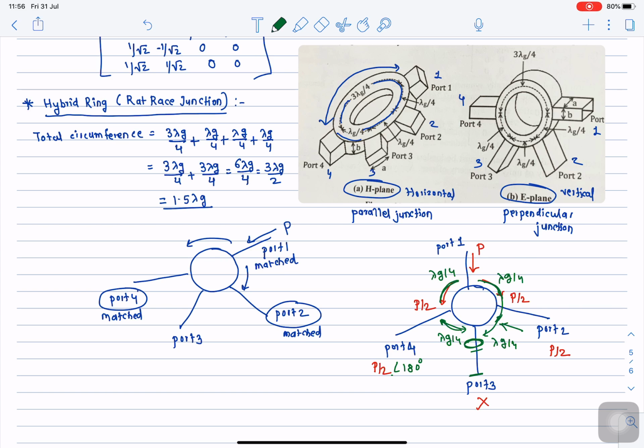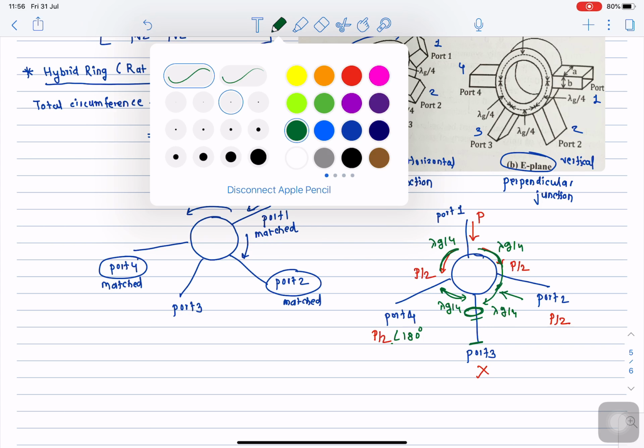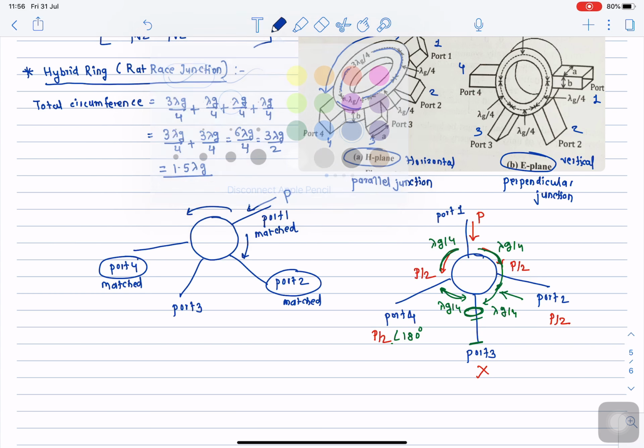Okay, so the magic T and the hybrid ring or the rat race can be used interchangeably in the same application. So how simply can we write the scattering matrix if this particular circuit is going to exhibit this property or phenomenon? Again, it is a 4-port device.